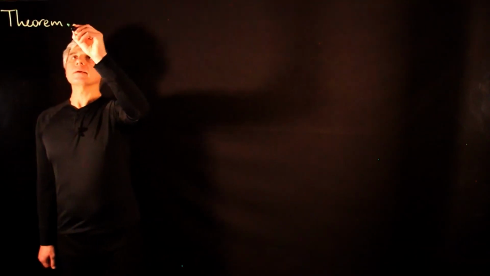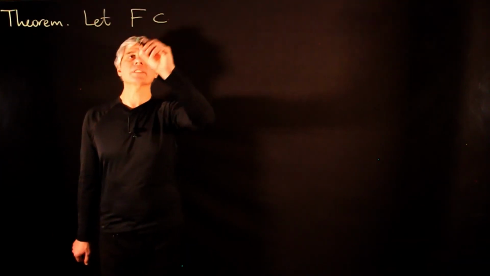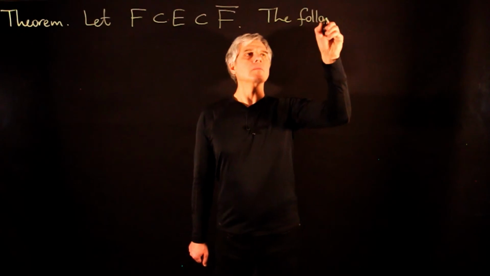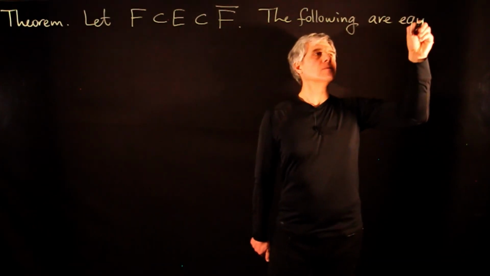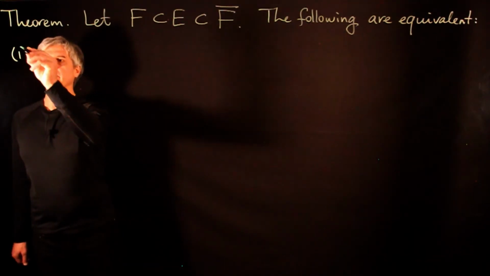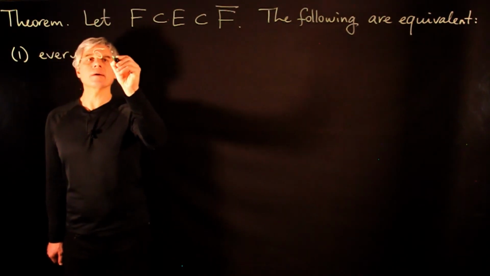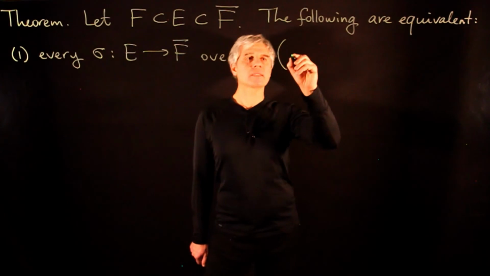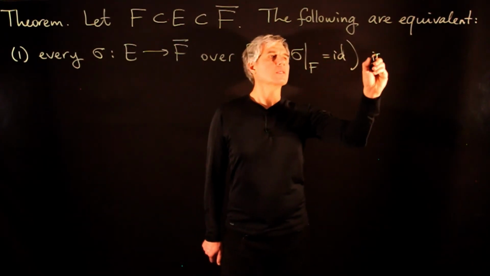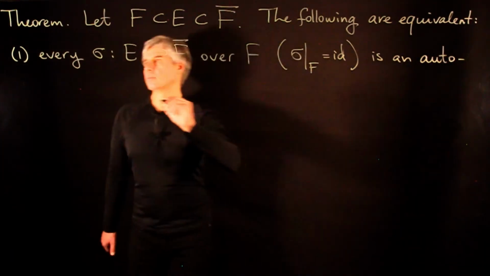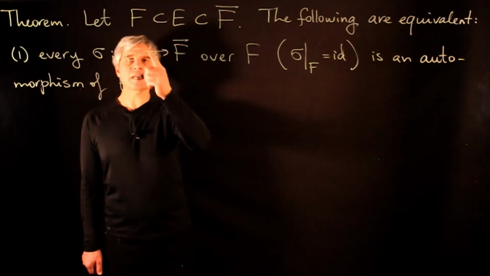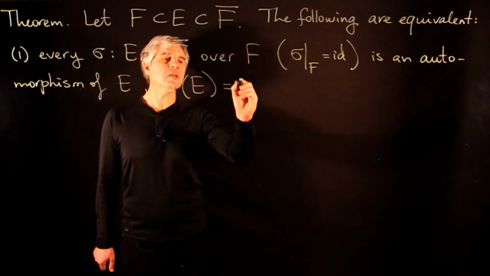Now we state the main result of this lecture. Theorem. Let E be a field extension of F that sits in the algebraic closure of F. The following conditions are equivalent. 1. Every embedding sigma of E into F bar over F, so this means that sigma restricted to F is identity, is an automorphism of E. So it doesn't mean that sigma is identity on E, but it means that sigma of E is equal to E.